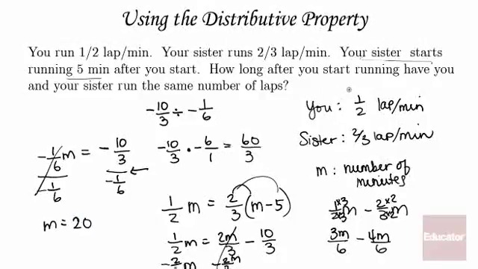So how long after you start running have you and your sister run the same number of laps? Well, 20 minutes. You're starting, you get a total of 20 minutes, while your sister gets 5 minutes less. She gets 15 minutes. And so since she's running faster, she can catch up to you.